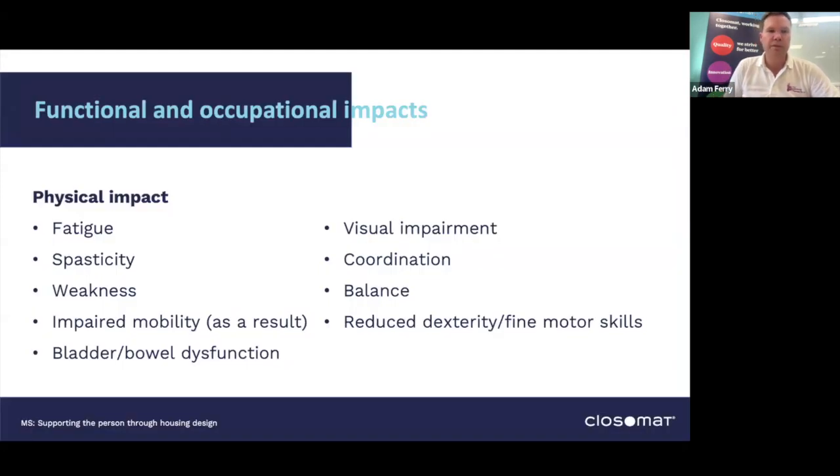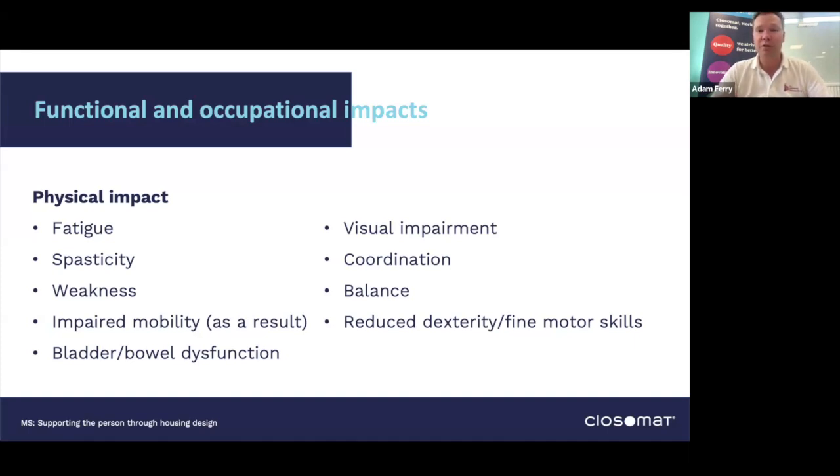So the functional occupational impacts of MS. From a physical perspective, somebody can present with extreme fatigue. They can present with spasticity, so that's fixed muscle contractions, muscle weakness, and impaired mobility as a result of those things, bladder and bowel dysfunction, visual impairment, issues with coordination and balance, and reduced dexterity or fine motor skills.